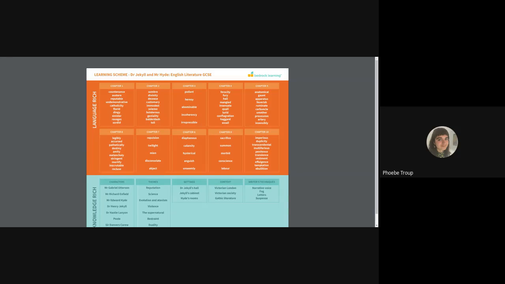So the scheme of learning follows 11 units. All of them are in chronological order and dedicated to a chapter of the novella. Chapter 10 has 2 units dedicated to it because it's particularly lengthy and challenging, so that comes to 11 in total.